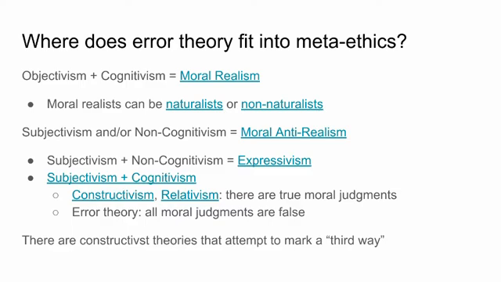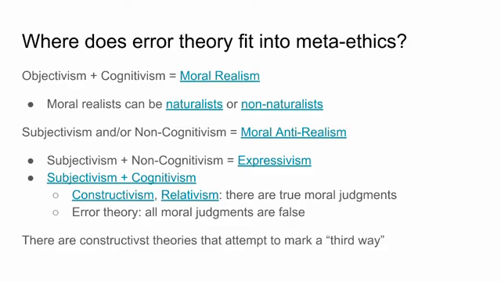And error theory goes a different way. So error theory says there are no mind-independent moral facts. Moral judgments can be true or false, but, and this is kind of the kicker here, all moral judgments are false.